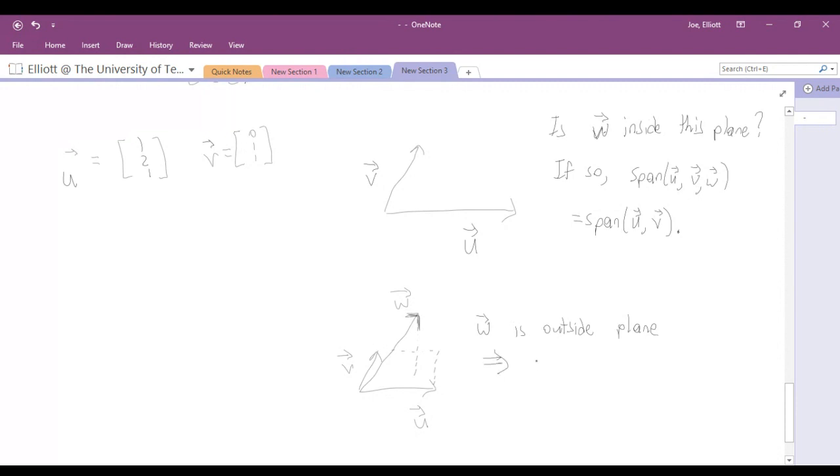If that's the case, then you could say the span of U, V, W would be diagonal. And since they're vectors in R3, it would be all of R3 then, okay?